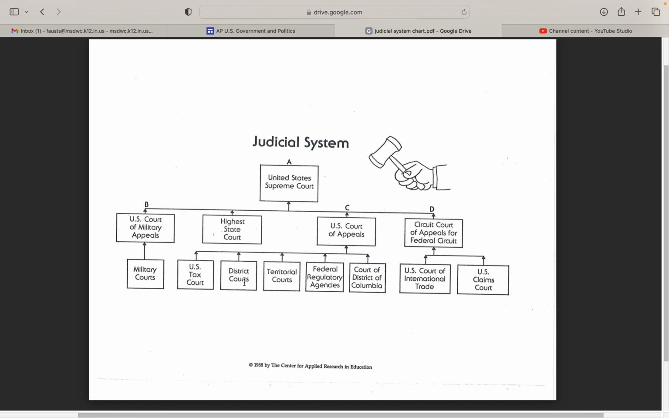The district courts, we talked about senatorial courtesy. Those are the courts that you're going to see. Again, there are 94 of them. All of these courts, if they want to appeal their case to a higher court, are going to go to the United States Appeals Court.